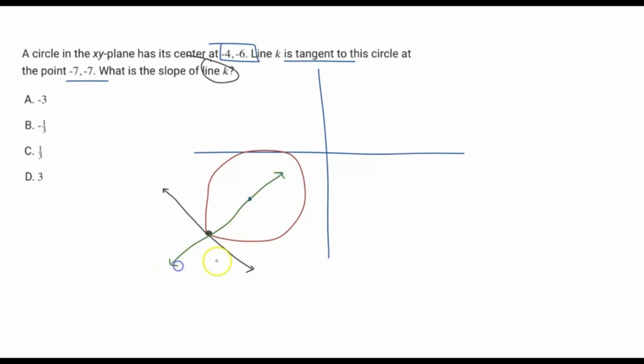You can see that the green line is going to make a perpendicular angle with line K. Those are perpendicular lines, and perpendicular lines have opposite reciprocal slopes. Therefore, we need to find the slope of the green line, and then we can find the slope of line K. The slope of the green line, let's draw over here, is going to be based on these two coordinate points. So the equation is going to be y2 minus y1 over x2 minus x1.